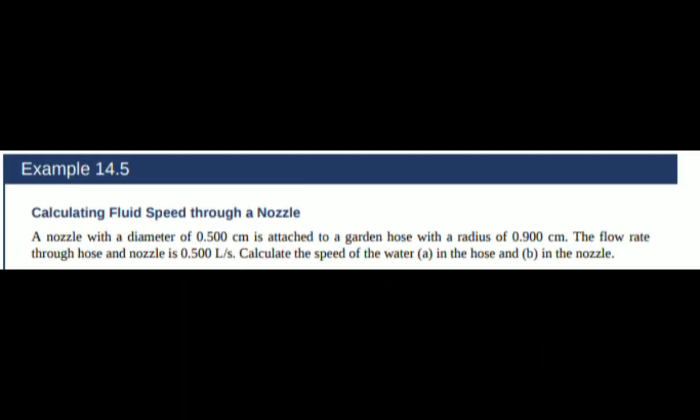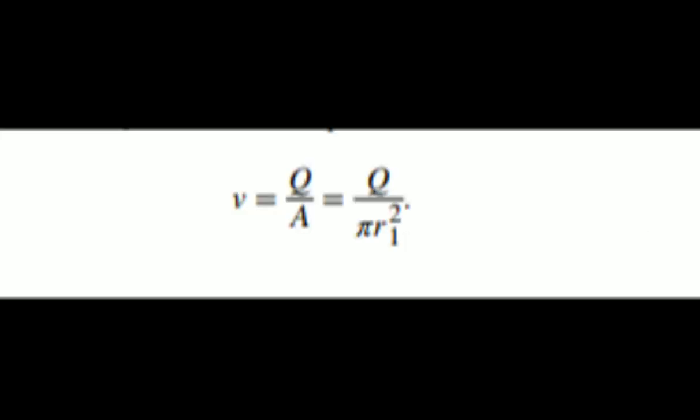Example 14.5. Calculating fluid speed through a nozzle. A nozzle with a diameter of 0.500 centimeter is attached to a garden hose with a radius of 0.900 centimeter. The flow rate through the hose and nozzle is 0.500 liter per second. Calculate the speed of the water, A in the hose and B in the nozzle. So we solve the flow rate equation for speed and use pi r squared for the cross-sectional area of the hose, obtaining V equals Q over A, which equals Q over pi r squared.